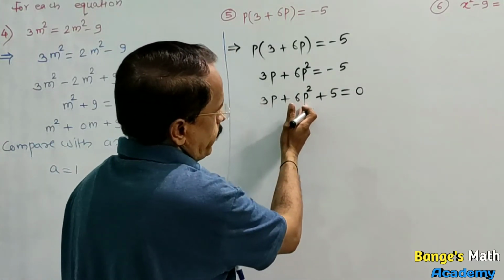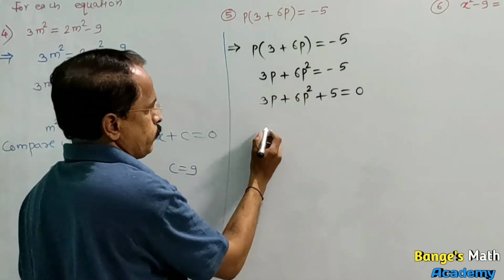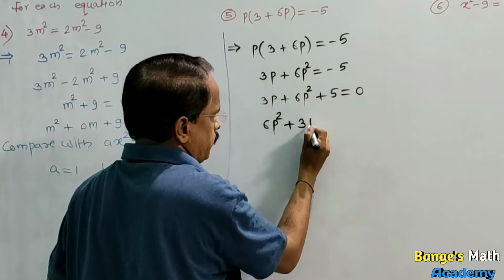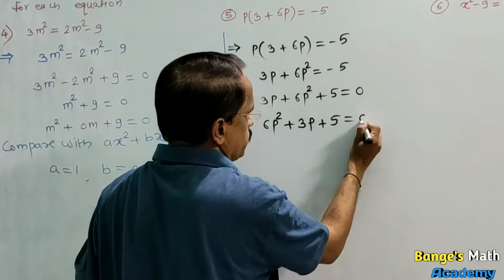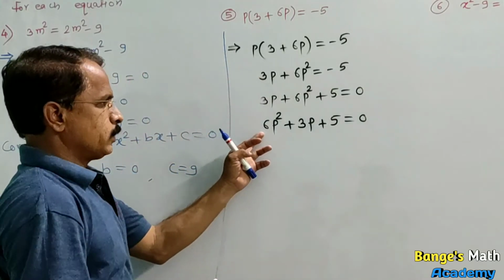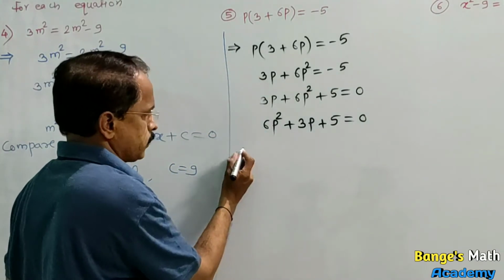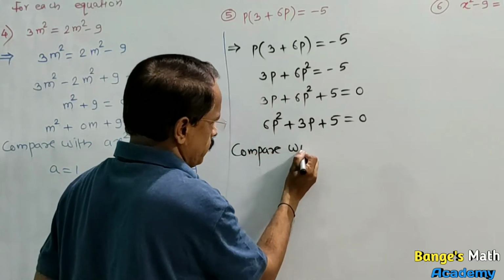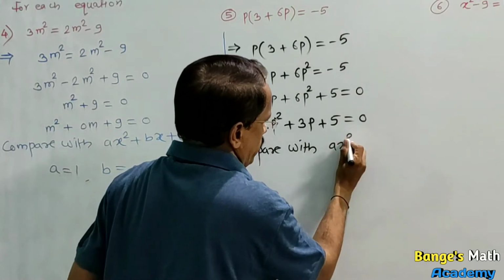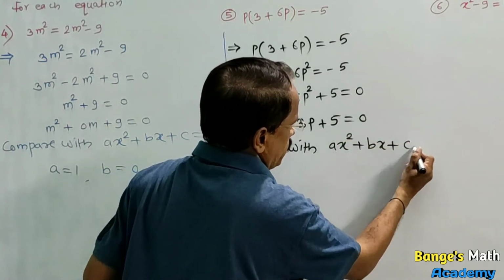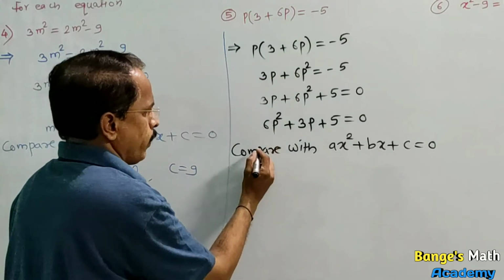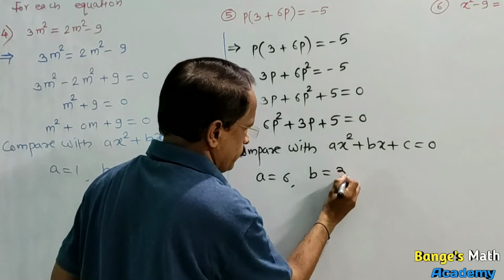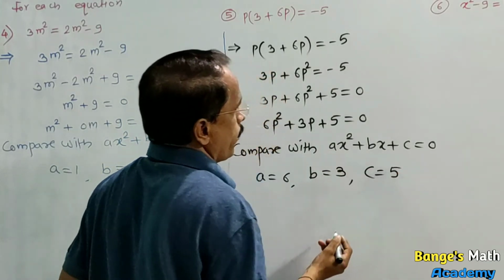Write down this quadratic term at its respective place. So 6p square plus 3p plus 5 is equal to 0. We convert the given equation in the form ax square plus bx plus c is equal to 0. So compare the given equation with ax square plus bx plus c is equal to 0. Value of a is 6. Value of b is 3 and value of c is 5.